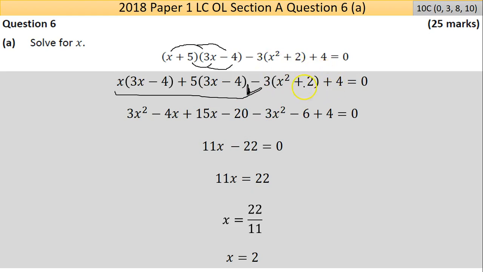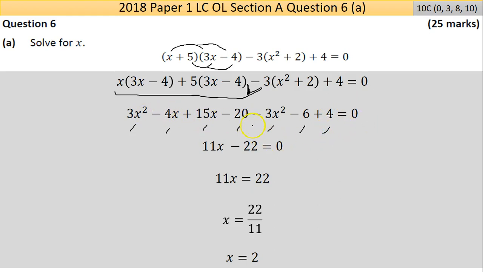Now the next bit, we'll go left to right again and do the simplification by removing brackets. So x times 3x is 3x squared, that's here. x by minus 4 is minus 4x. 5 by 3x is 15x. 5 by minus 4, plus by minus is a minus, 5 fours is 20. Minus 3 into the brackets here, so minus 3 times x squared is minus 3x squared. Minus 3 by plus 2, minus by a plus is a minus, 3 twos is 6. And lastly, the 4 just carries over.